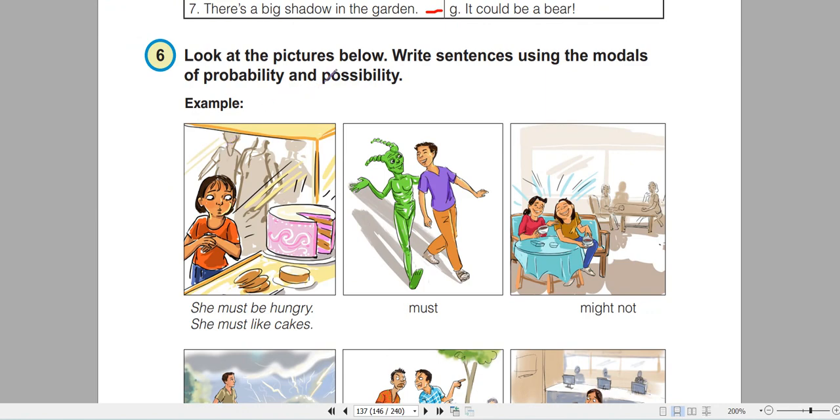Number six, look at the pictures below. Write sentences using the modals of probability and possibility.